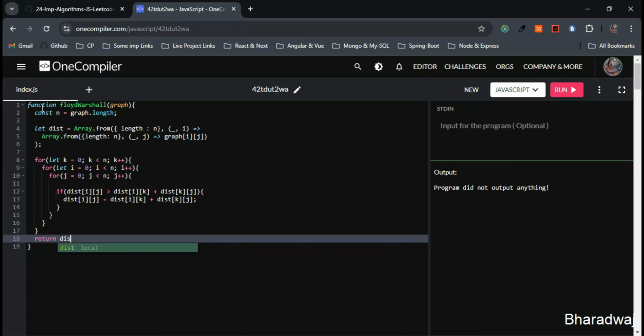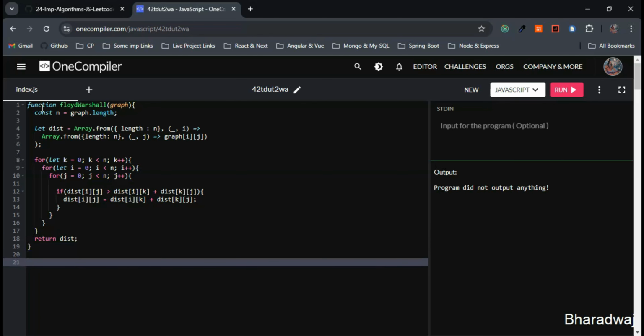So here I have to just return the dist, right? We will be having the result in the dist. So let me return the dist. So this is it for the code. Next, let's check this with the example.